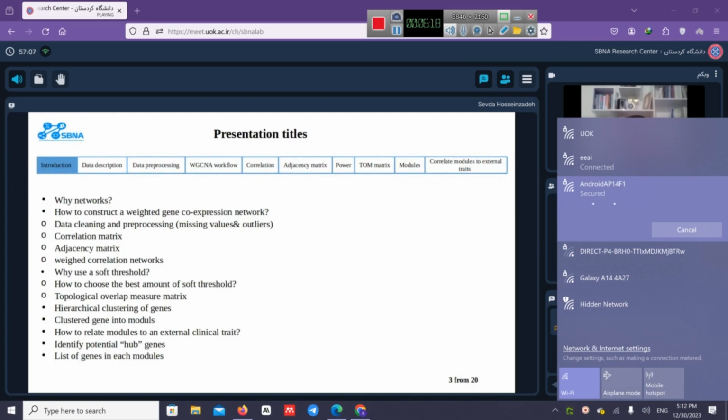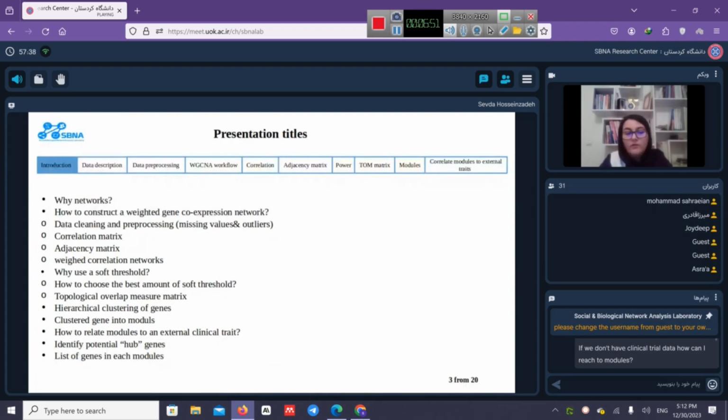And after that, in each module there are some hub genes or one hub gene. We're going to talk about the hub genes or key genes: what are they, and how can I get the hub genes or key genes? And then we're going to get the list of genes in each module. And these lists of genes are really user-friendly and useful for our downstream analysis. For example, we can use these lists of genes as input data for Cytoscape, Gene Ontology, the STRING website, or others.